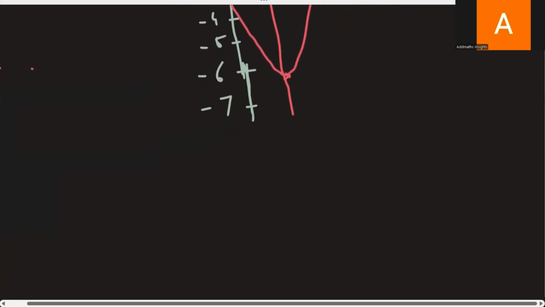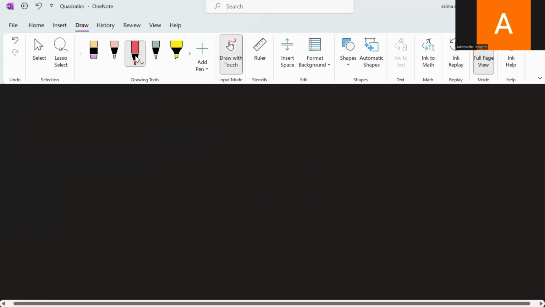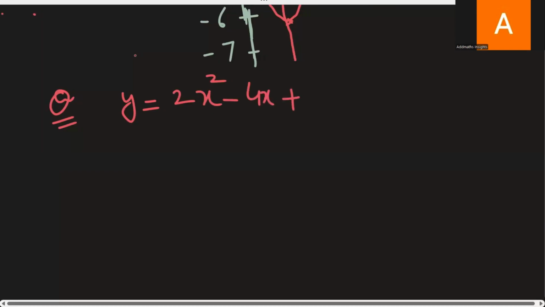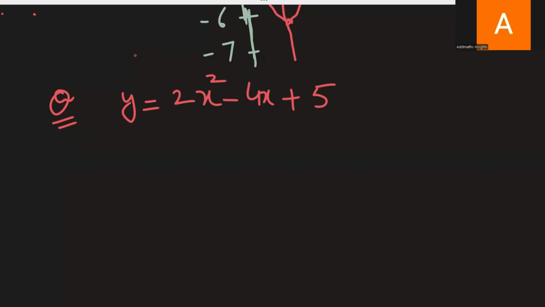For example, if factorization is not possible, for example, the curve is of the type y equals 2x squared minus 4x plus 5. You need to check whether factorization is possible or not. You cannot apply the middle term breakage rule because factorization is not possible here.